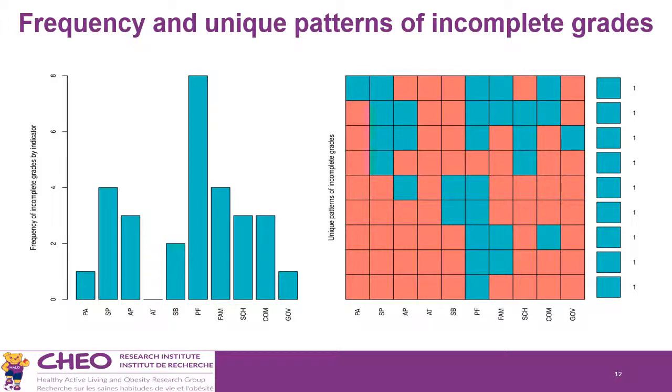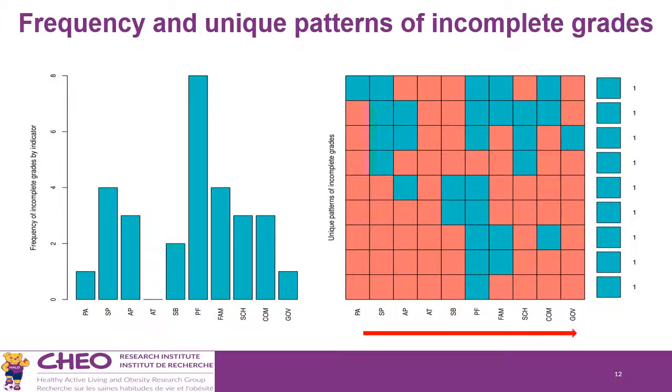This figure presents a unique pattern of incomplete grades. The 29 grades on the left is just showing by indicator how many grades were missed. So for physical activity, there were a few indicators, and the highest missing grade was physical fitness. And then on the right are the actual patterns.